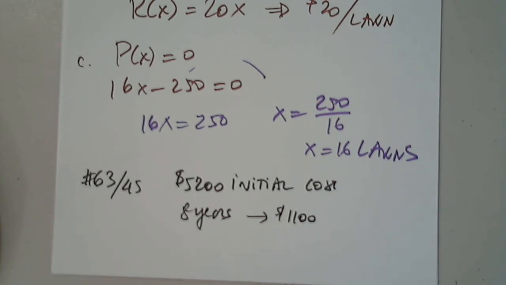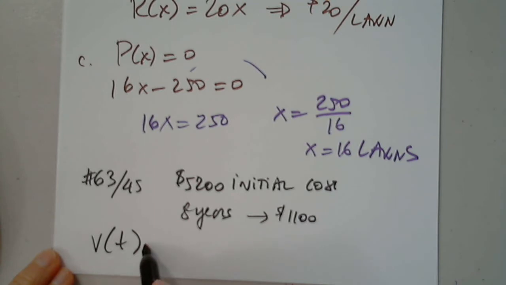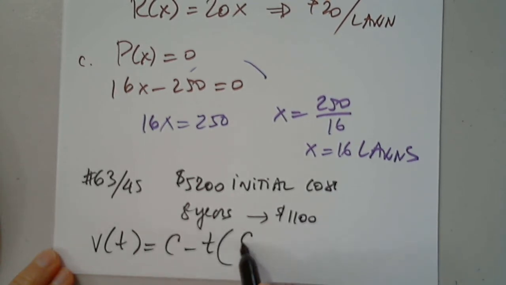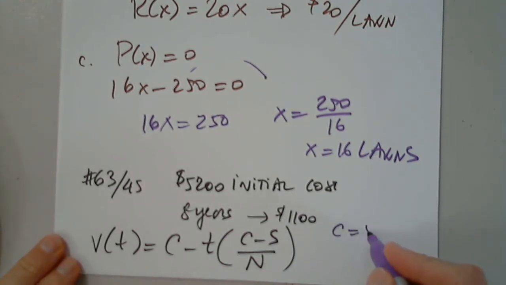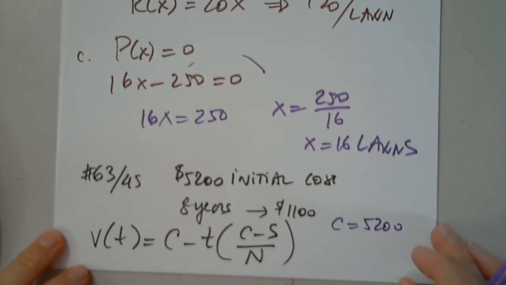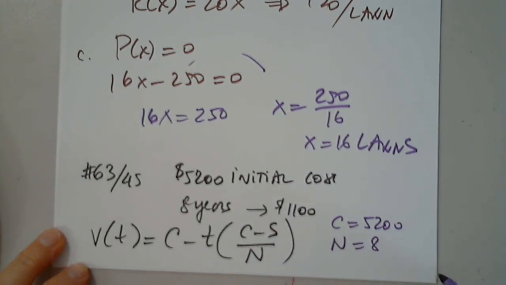Fine. If the company figures the decline in value to be the same each year, which is straight line depreciation, V of t, I copy the formula, V of t equals C minus t times C minus S divided by N, and they'll tell us what all this means. C is the original cost of the item. Okay, so then C equals 5,200. N is the number of years. Okay, so they're telling us 8. And S is the salvage value. Yes, they gave us 1,100.